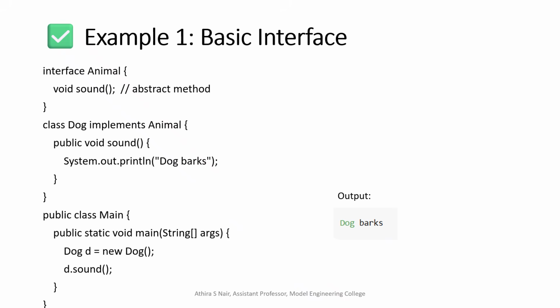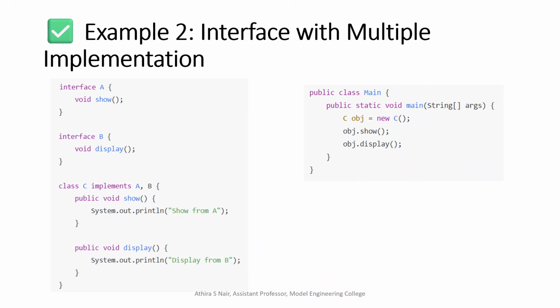Now in the main class, we are creating the object here. Dog d is equal to new Dog, and we are calling the function. So the output will be Dog barks. So this is the basic interface. It is just like multiple inheritance.